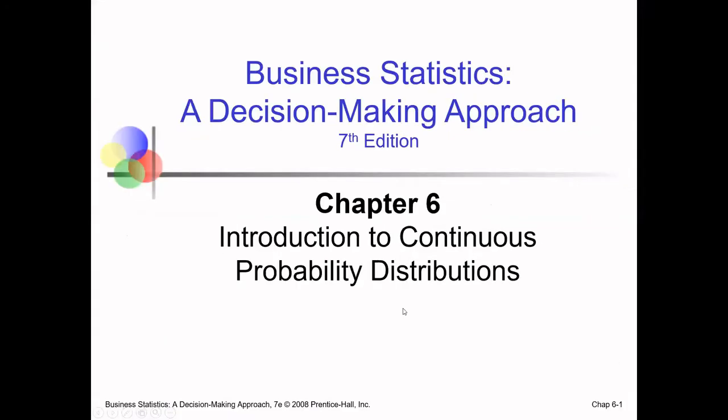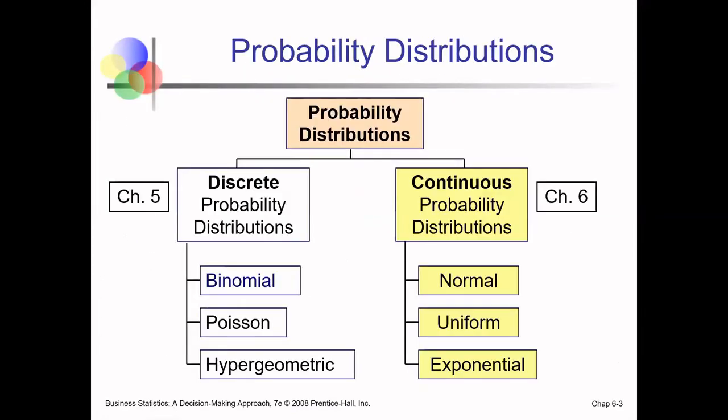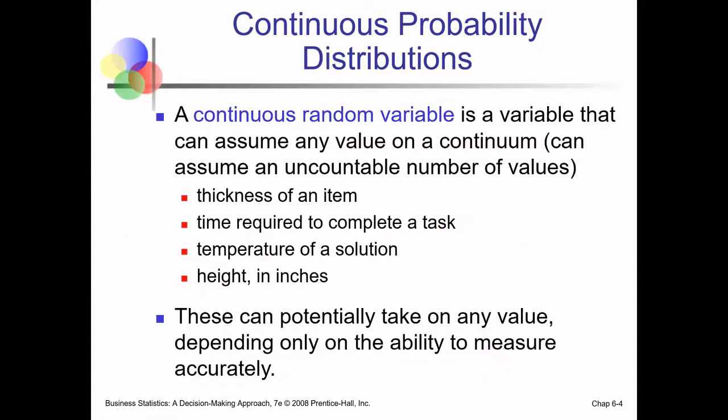Chapter number 6 is based on continuous data, and we will perform continuous probability distributions. We have the following probability distributions: normal distribution, uniform distribution, and exponential distribution. In chapter 6, we have the concept of a continuous random variable, which is a variable that can assume values contained in an uncountable number of values. In simple words, we will measure in an interval.